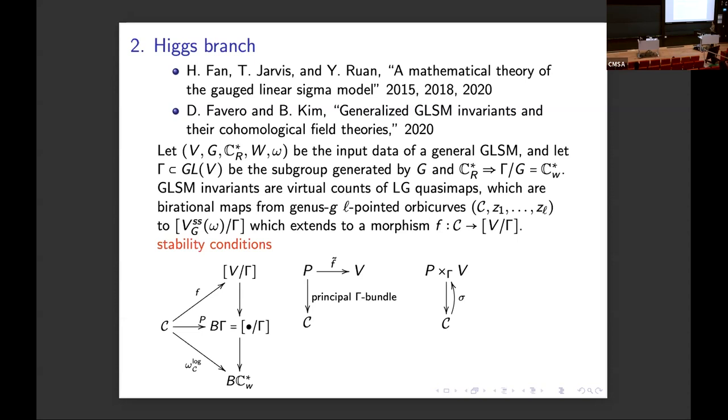So this map is equivalent to a principal gamma bundle. And this f tilde is a gamma-equivariant map. And this gamma-equivariant map is also equivalent to a section of the vector bundle associated to this representation V of gamma. So these are the Landau-Ginzburg quasi maps.